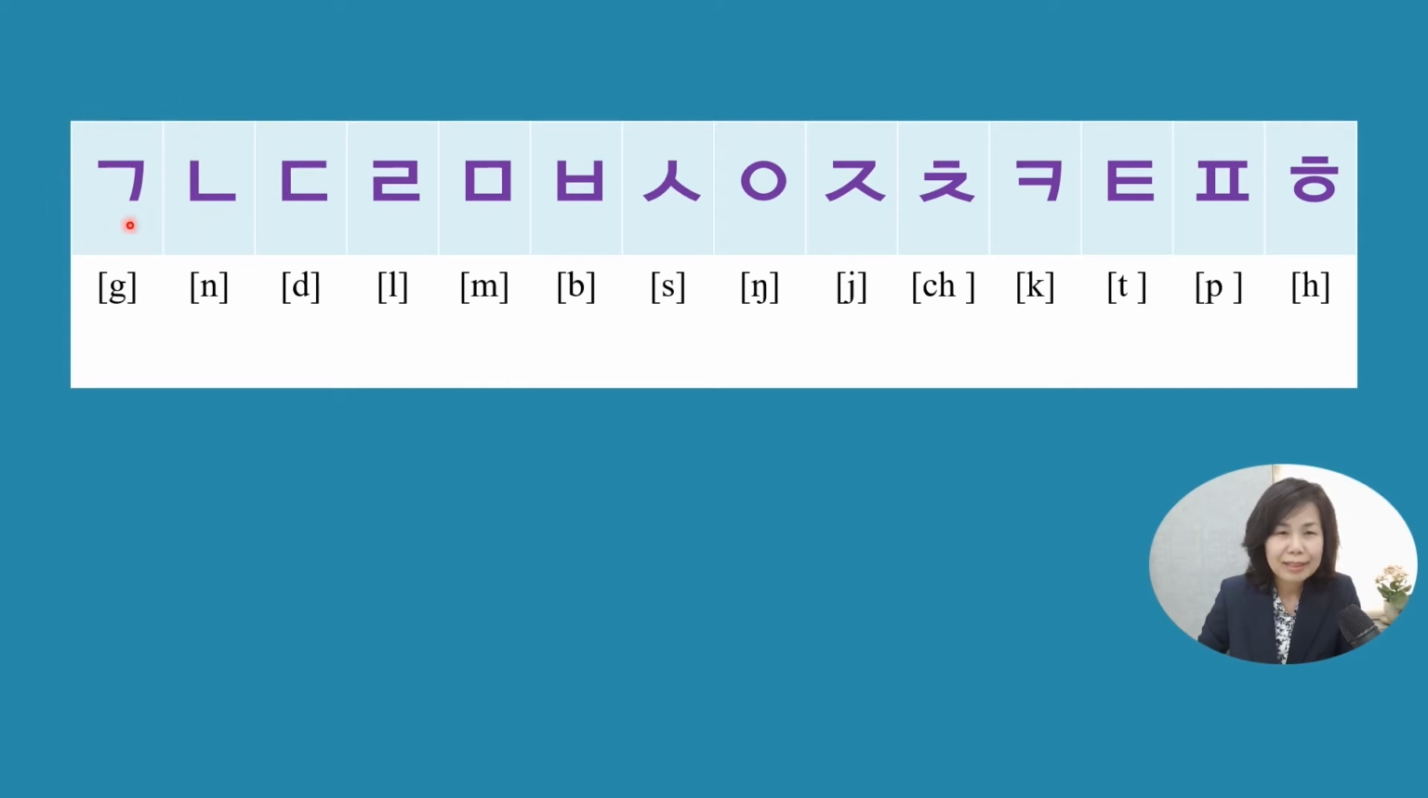Could you repeat? 그, 느, 드, 르. Okay, the first four. And then, 무, 부, 스, 응. Rest. 즈, 츠, 크, 트. And, 푸, 흐. Do you remember these four are aspirated? I highly recommend adding it to a song like A, B, C, D. You can make your own song.